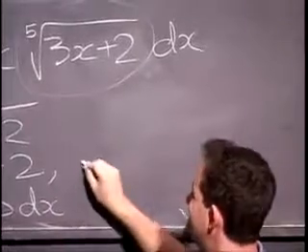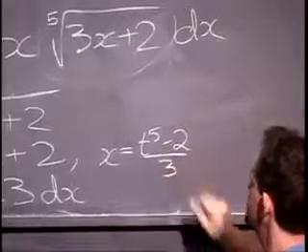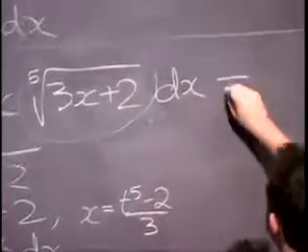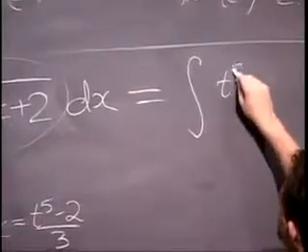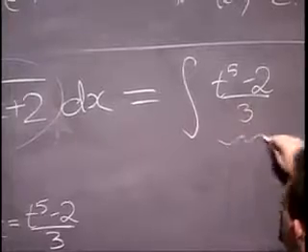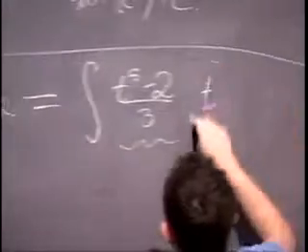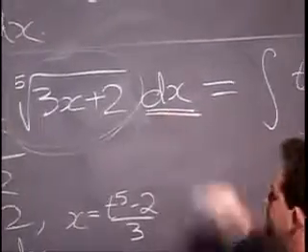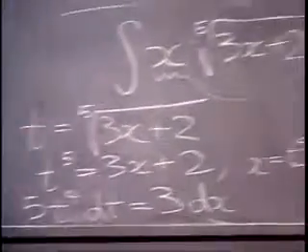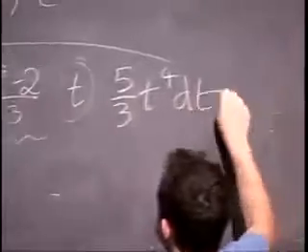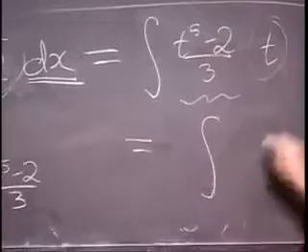So if you do this, let's just make x the subject. Let's solve for x here. And you get x equals t to the 5 minus 2 over 3. So all up, this x is this quantity, t to the 5 minus 2 over 3. This is just t itself. And the dx is equal to 5/3 t to the 4th. I've divided by 3 in my head. dt.